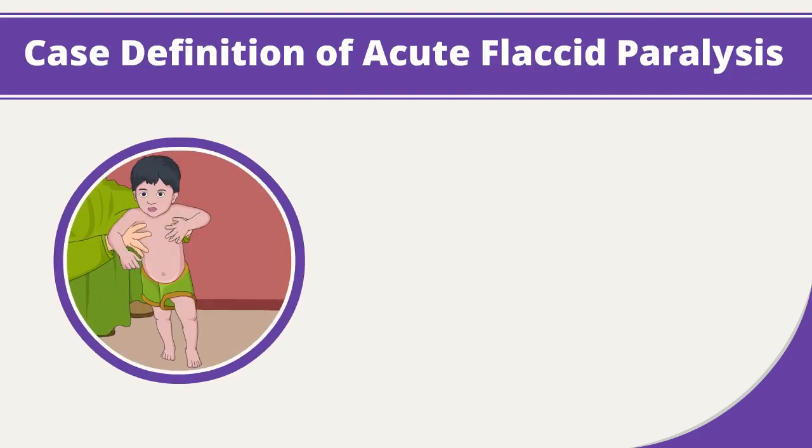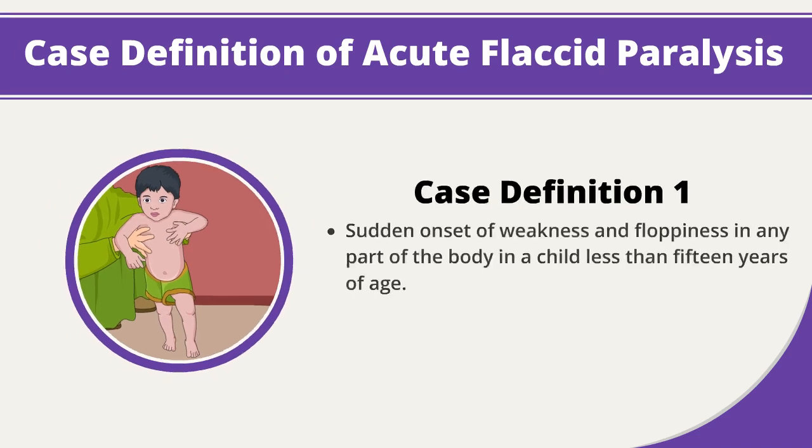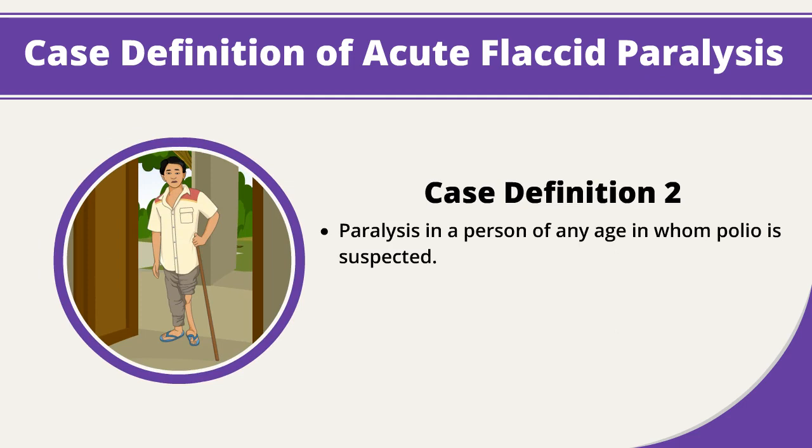Fill the CIF for all cases having sudden onset of weakness and floppiness in any part of the body in a child less than 15 years of age within 6 months of paralysis onset, or paralysis in a person of any age in whom polio is suspected.